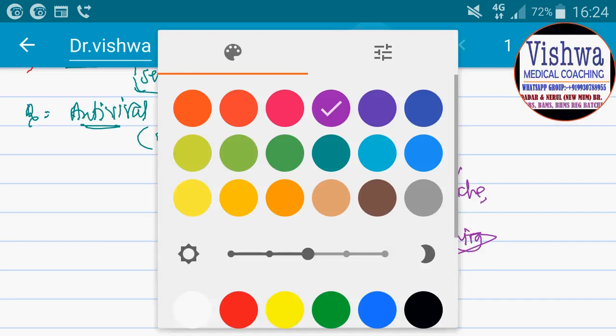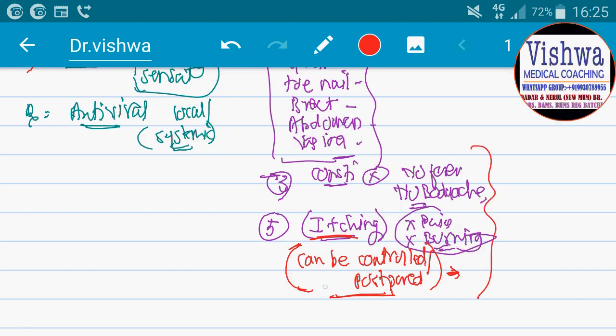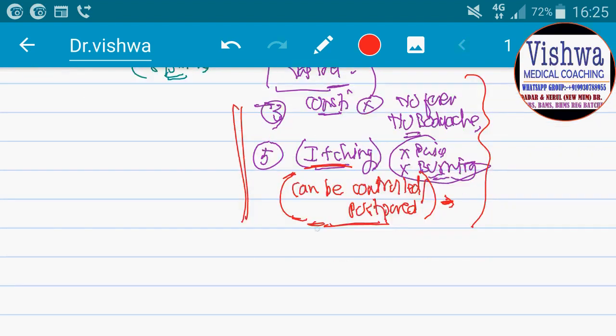And one important thing you must understand is this itching can be controlled, or I can also say postponed. Let's say, for example, you are sitting on the stage and everyone is looking at you, and if you have itching, you can postpone it. This is an important feature because there is one type of itching which cannot be postponed. That is what can be the next particular disorder. I am not saying it doesn't burn. See how exactly people take the words the way they are.